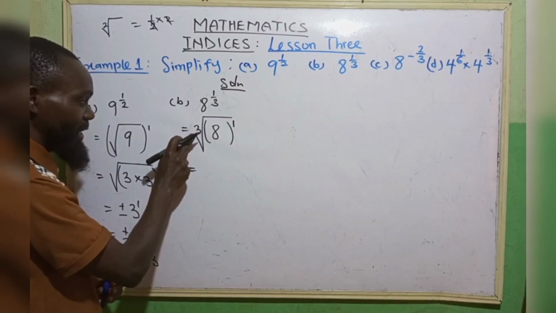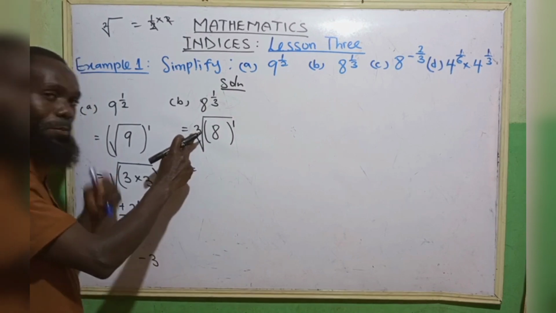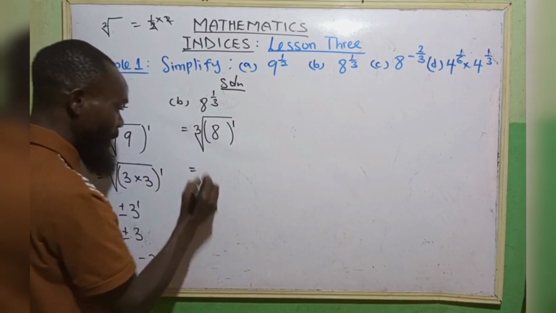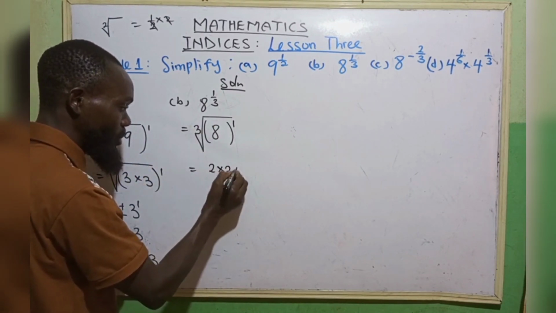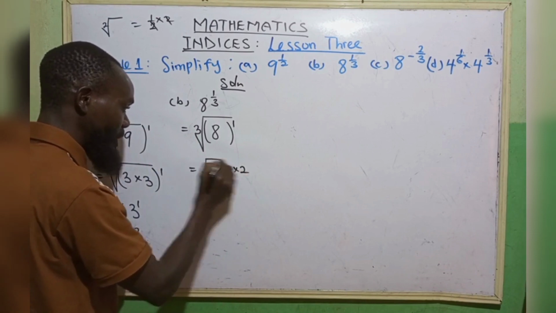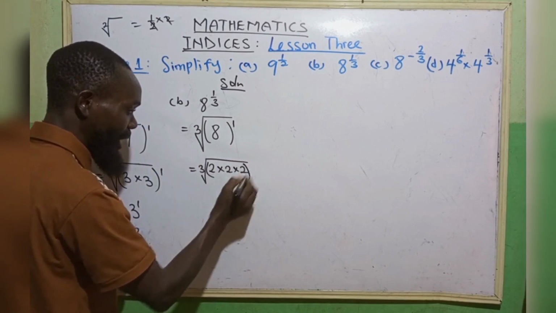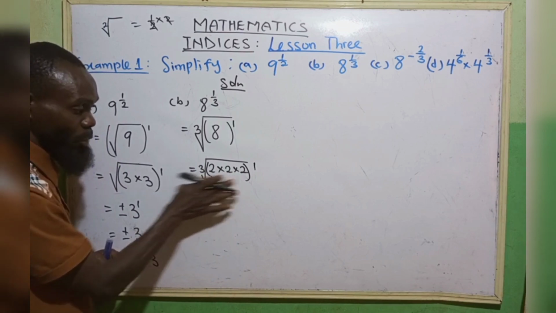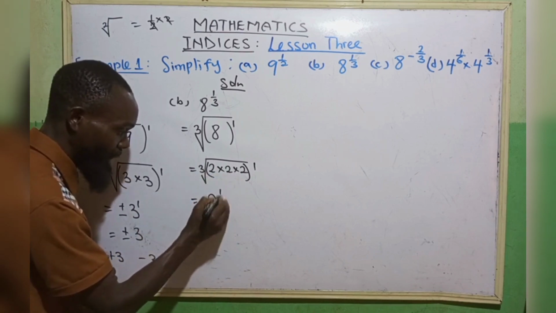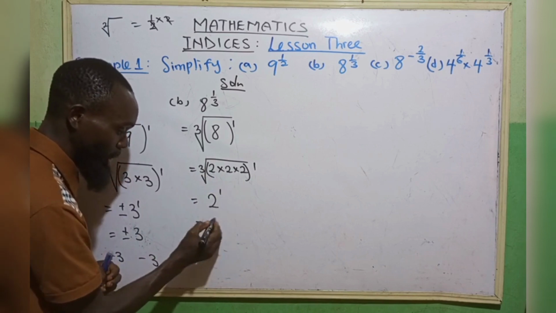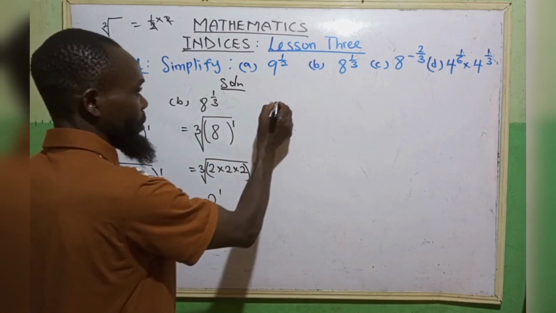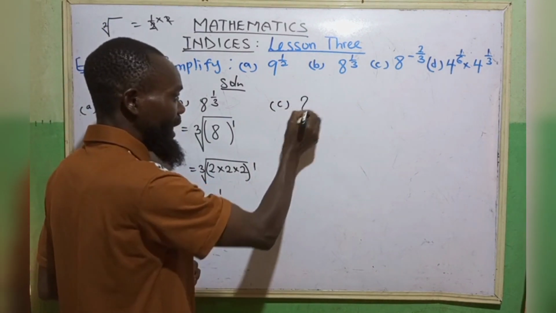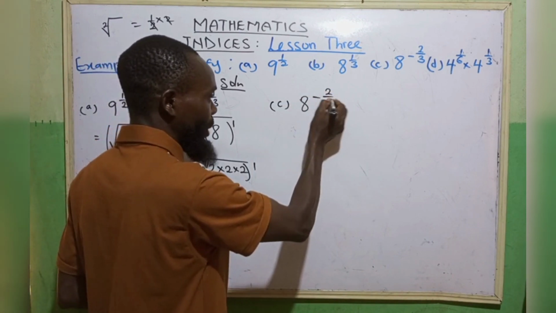So this 3 means what you can multiply in 3 places to give us 8. So we have 2 times 2 times 2. Don't forget your cube roots. Raised to power 1. So you pick one of these. To find the cube root, pick one of these 2. 2 raised to power 1. So we have 2 raised to power 1 give us what? 2. C. 8 raised to power minus 2 over 3.